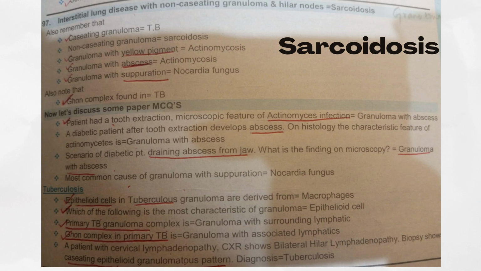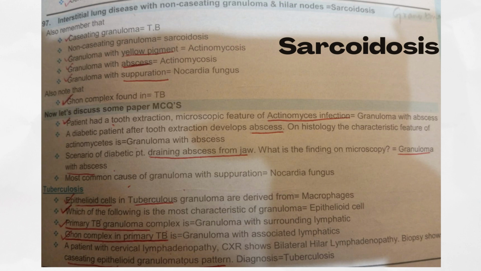Scenario of diabetic patient with draining abscess from the jaw. What is the finding on macroscopy? The answer is going to be granuloma with abscess. Most common cause of granuloma with septation is nocardia fungus. Now, a few more MCQs. Epithelioid cells in TB granuloma are derived from macrophages. Which of the following is the most characteristic of granuloma? That is epithelioid cell. Epithelioid cells in TB granuloma are derived from macrophages.